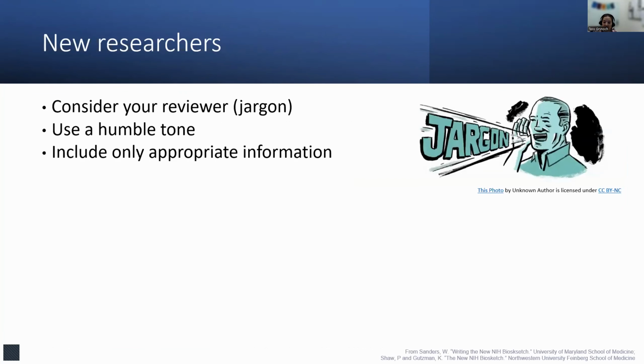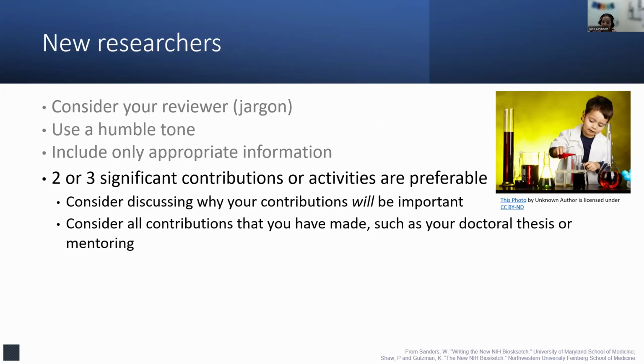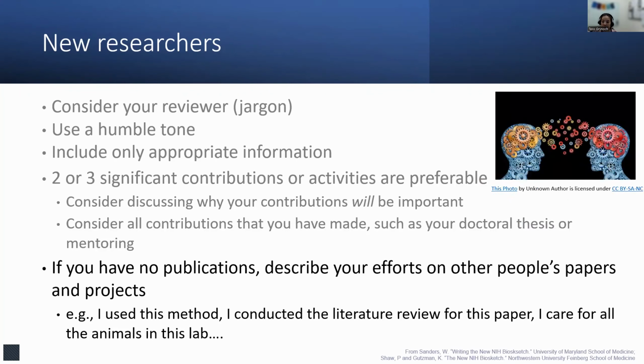Writing your biosketch as a new researcher, here are some tips you should keep in mind. Consider it your reviewer, and avoid using excessive jargon. Use a humble tone and include only appropriate information. Remember that 2 or 3 solid significant contributions or activities are preferable over more mediocre contributions. Also consider discussing why your contributions will be important, and consider all contributions you've made, such as your doctoral thesis or mentoring. If you don't have any publications, describe your efforts on other people's papers and projects. For example: I used this method, I conducted the literature review for this paper, I care for all animals in this lab.